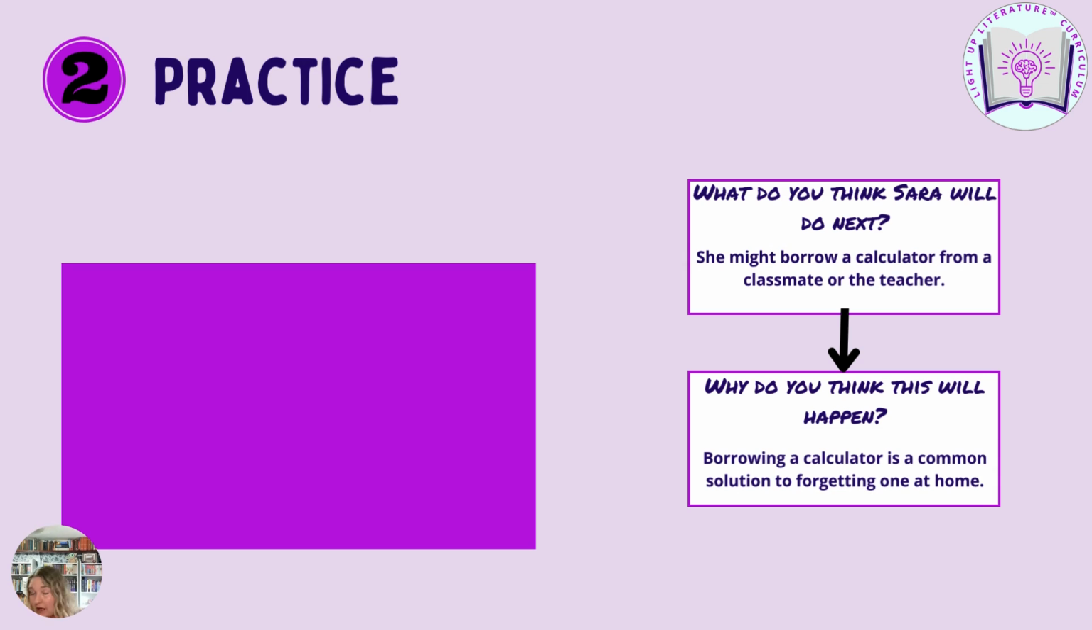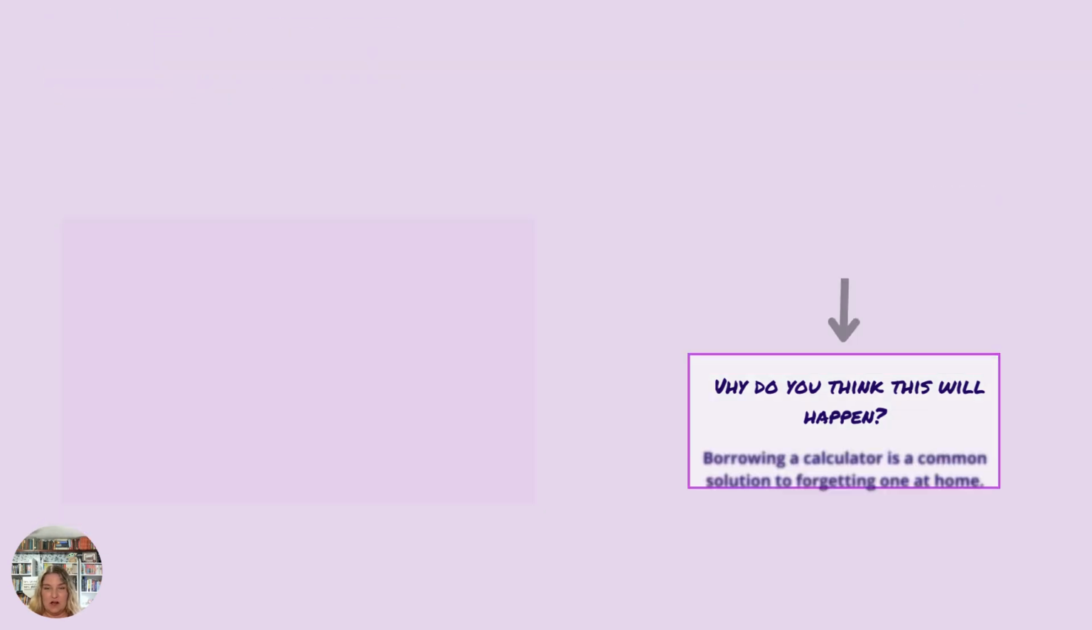She might borrow a calculator from a classmate or the teacher, and that's pretty common. Like if you forget a pencil, your teacher will usually give you a pencil. You might have to trade a shoe or something so that she gets her pencil back. But usually borrowing it is going to work. All right, now let's look at our last practice.